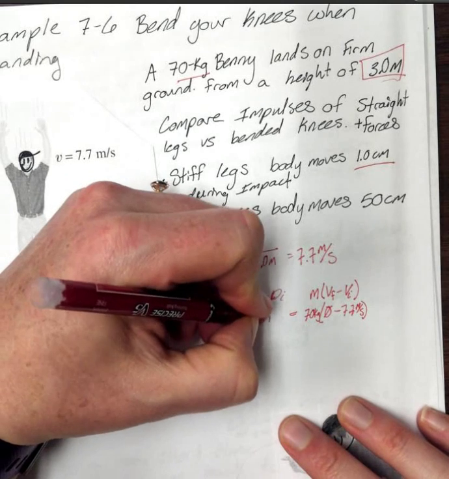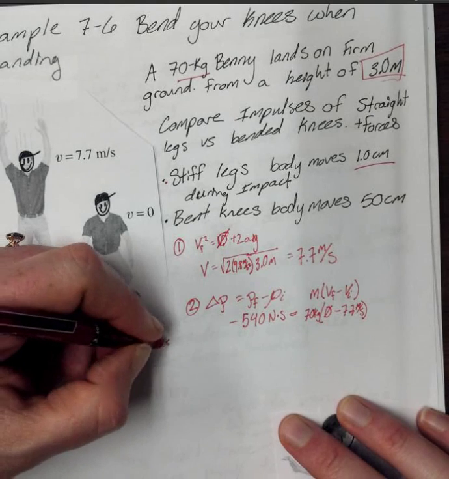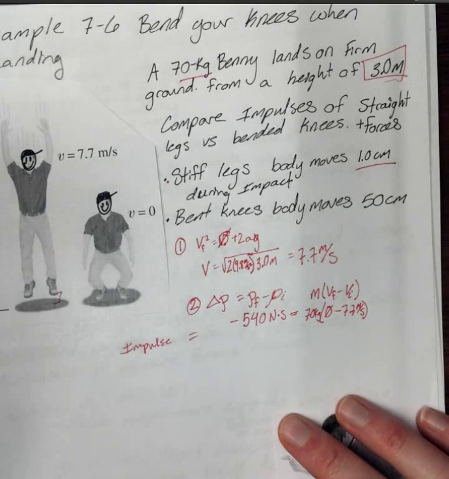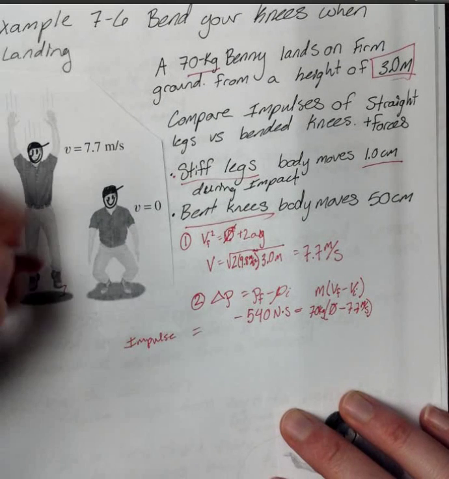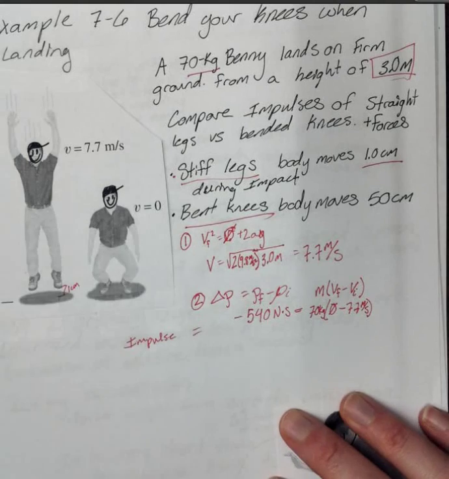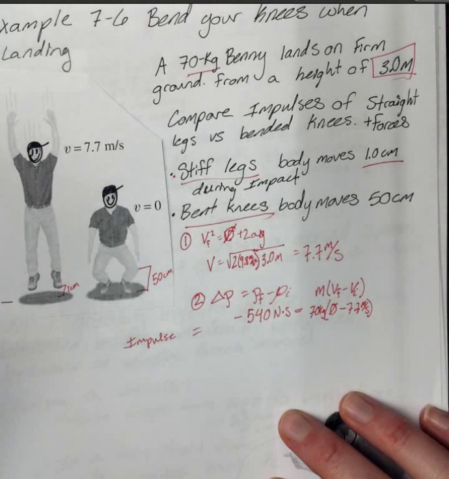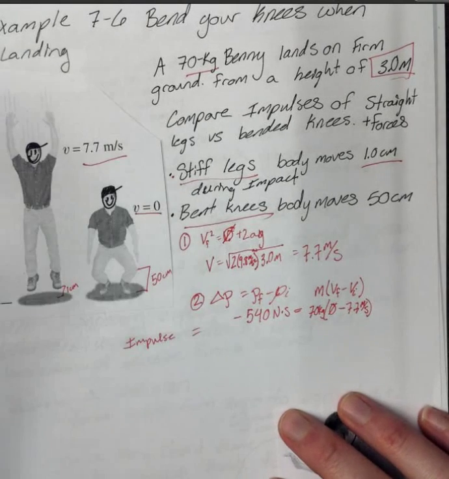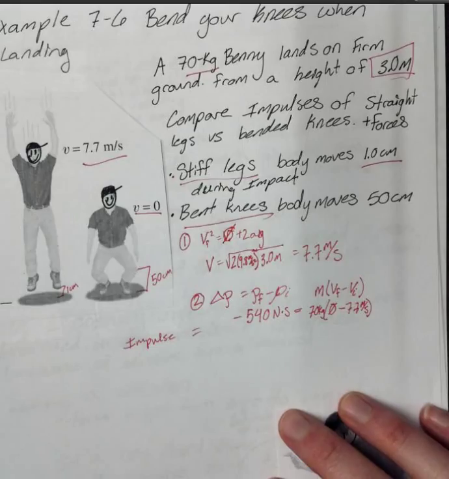540 newton-seconds. So that means that this is the impulse that Benny experienced when he landed on the ground. And this impulse is the same whether he landed stiff-legged or bent knee, because whether he's landing stiff-legged and only moving 1 centimeter during his landing, or whether he's landing bent knee and he's moving 50 centimeters, the impulse is the same, because no matter what, the landing makes his velocity go from 7.7 meters per second to 0 meters per second. So that means his change in momentum is the same. So his impulse is the same, negative 540 newton-seconds.